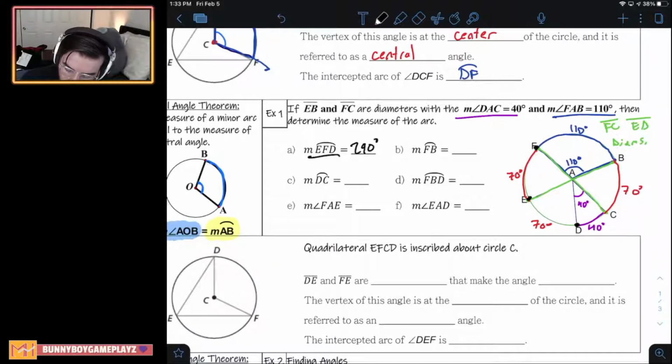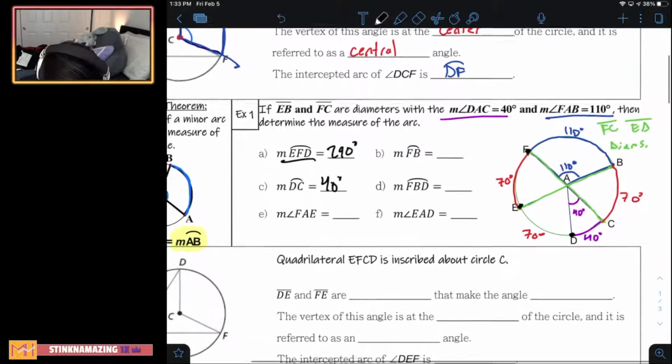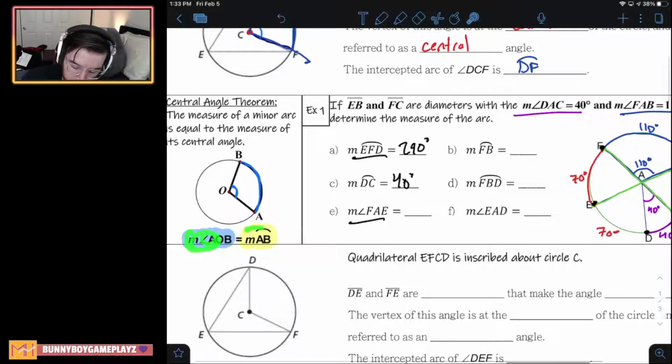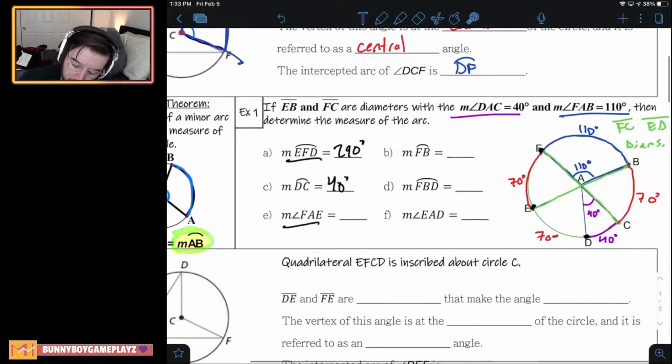The measure of arc DC. The measure of arc DC, well, I already did that. That's 40. The measure of angle FAE. Well, using the logic that we said over here, that angles are equal to the arc, well, now that we know the arc, we can determine the angle. It is also 70 degrees.